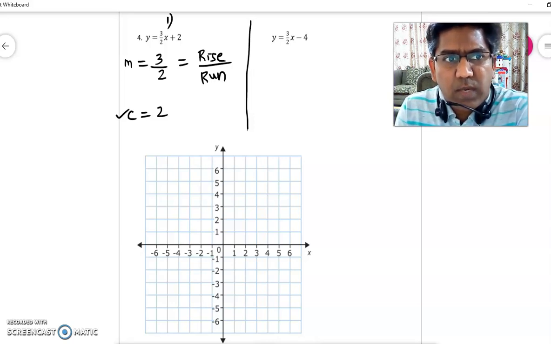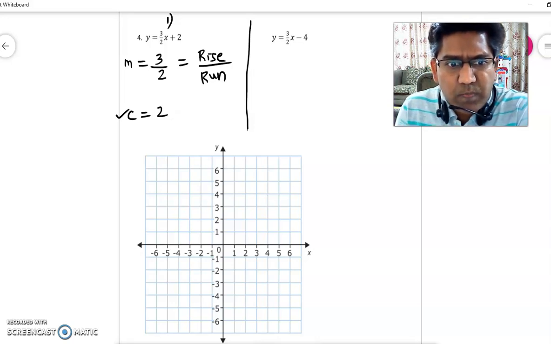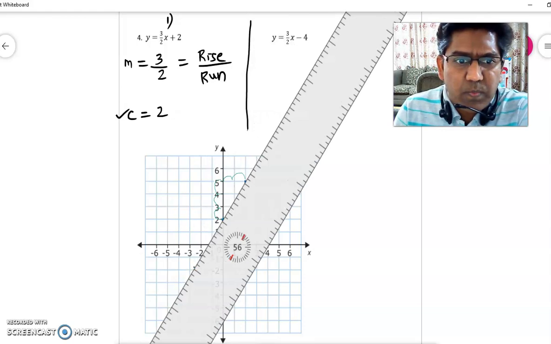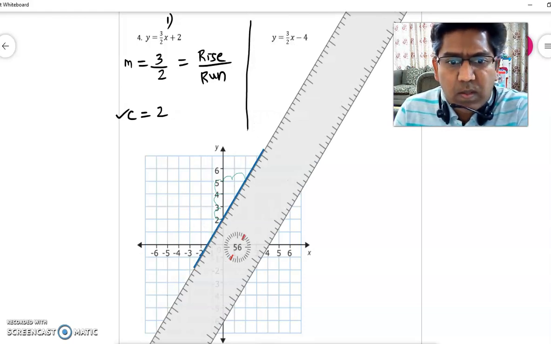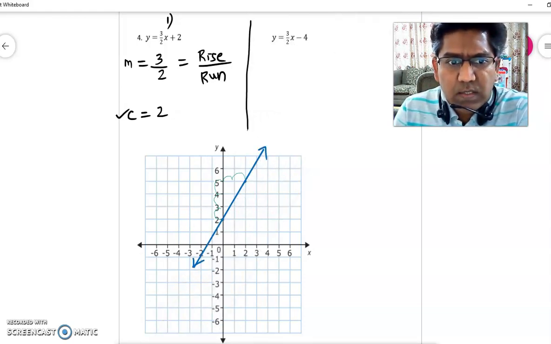So let's start with the y-intercept. Y-intercept is 2. So you locate your y-intercept 2. So this is the first point. Now from here you have to do the rise over run. You have to rise by 3 and run by 2. So you rise by 3 steps. 1, 2, 3 and run by 2. 1, 2. So you get your second point. Join the 2, you get your graph. So the equation of this line is y equal 3 over 2x plus 2.